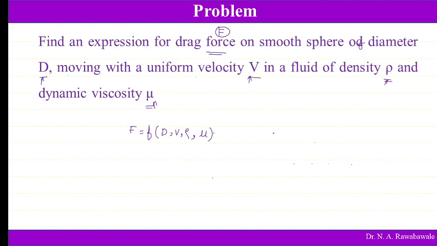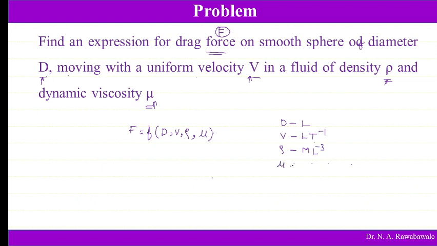So now d is diameter. Diameter is nothing but length. So dimension for d is L. So v is velocity in meters per second. Meter means distance, L T to the power of minus 1. Then rho, that is kg per meter cube. So kg means mass, per meter cube means length, distance, that is M L to the power of minus 3.